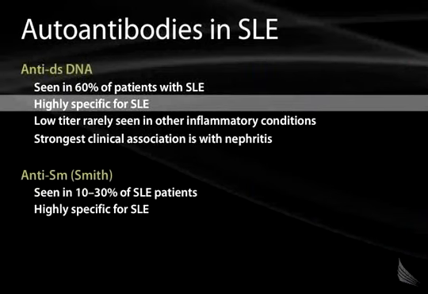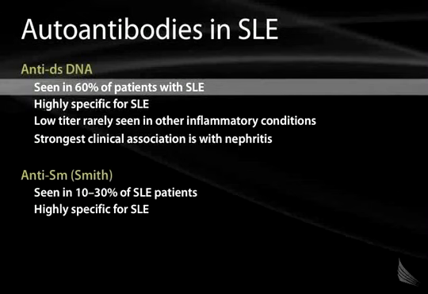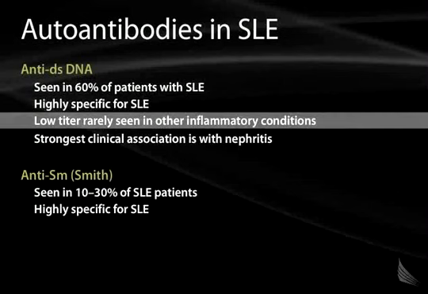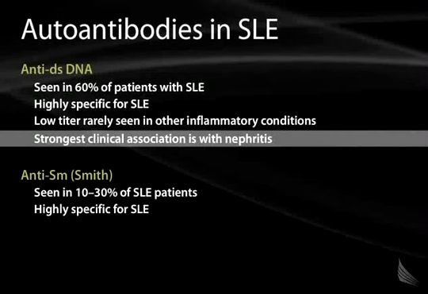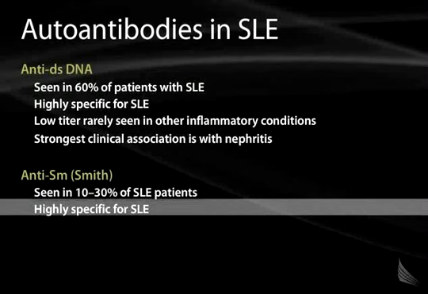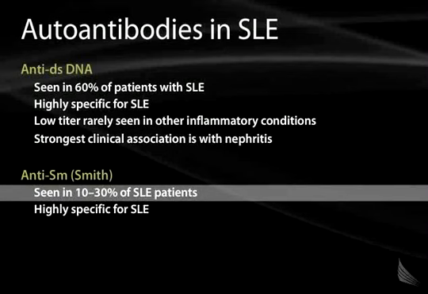Anti-double-stranded DNA is highly specific for SLE and is seen in 60% of patients with lupus. There is a low titer of anti-double-stranded DNA which can be seen in other inflammatory conditions, and the clinical association of anti-double-stranded DNA is with lupus nephritis. Anti-Smith is highly specific for SLE and is seen in 10 to 30% of patients with SLE. So if you see the combination of double-stranded DNA and anti-Smith both being positive, you can be relatively convinced, in the setting of clinically appropriate diagnostic criteria for SLE, that that's what the patient in fact has.